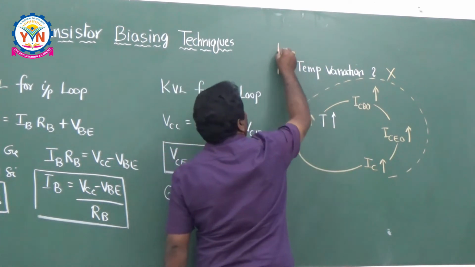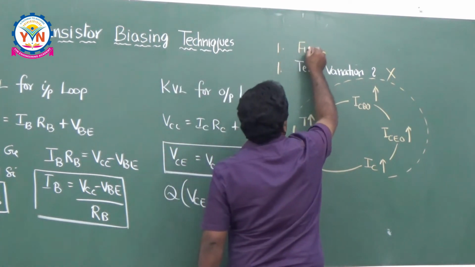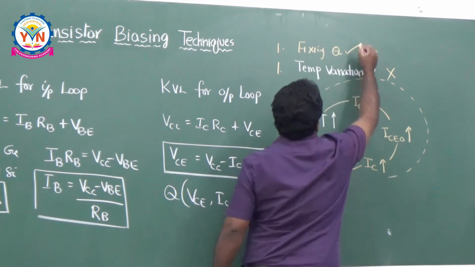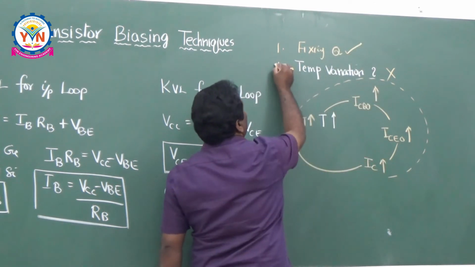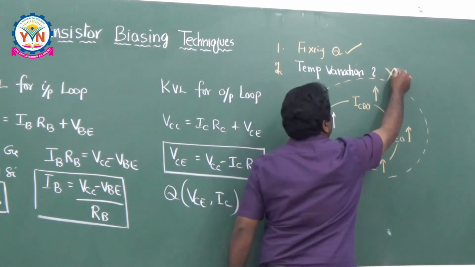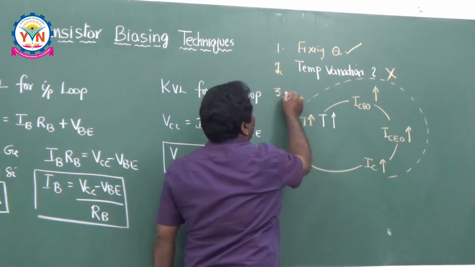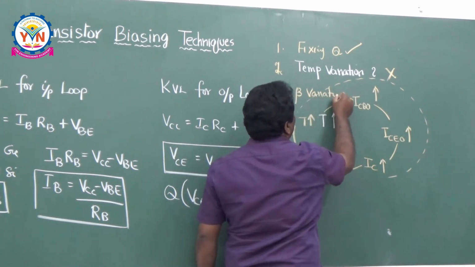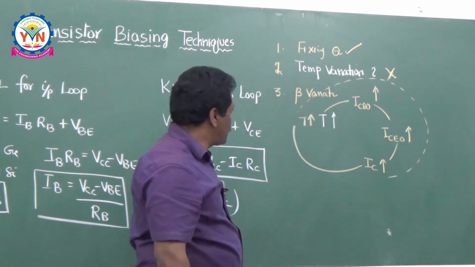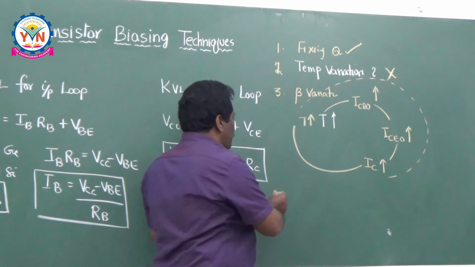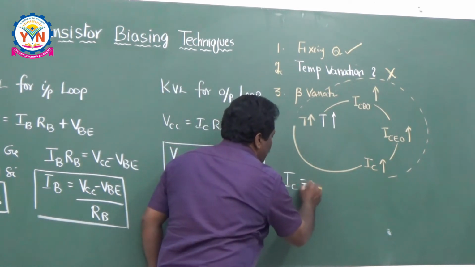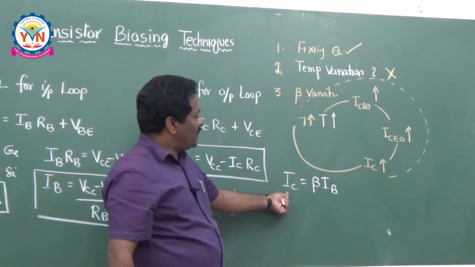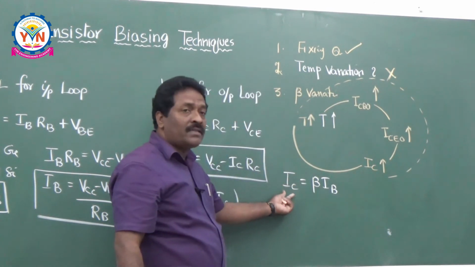The very first point, fixing the operating point Q, is good. We have fixed it. But the second point, temperature variation, is a failure. And the third one is beta variations. So, what about the beta variations? Beta variations is also a failure because IC is equal to beta times IB. If beta changes, IC also changes.